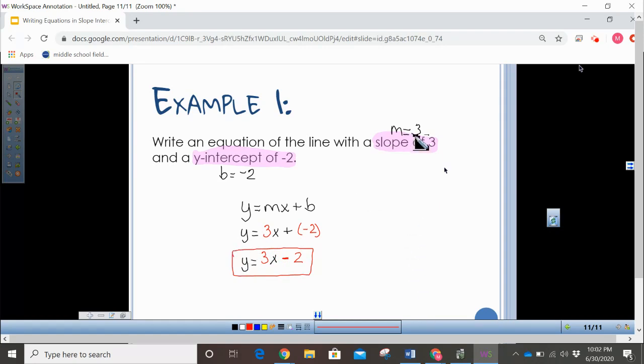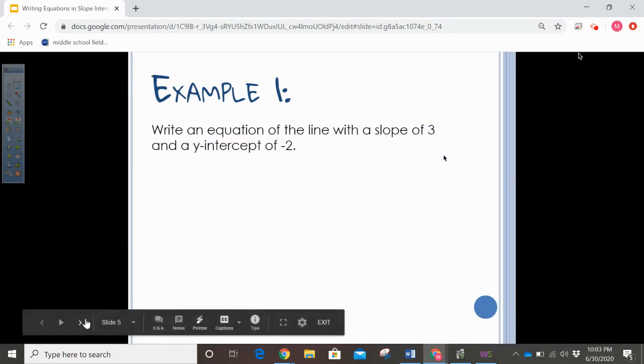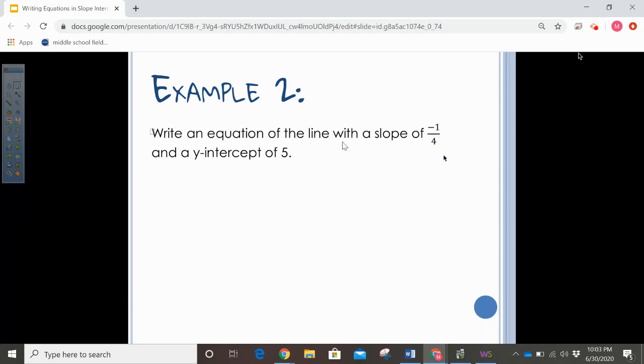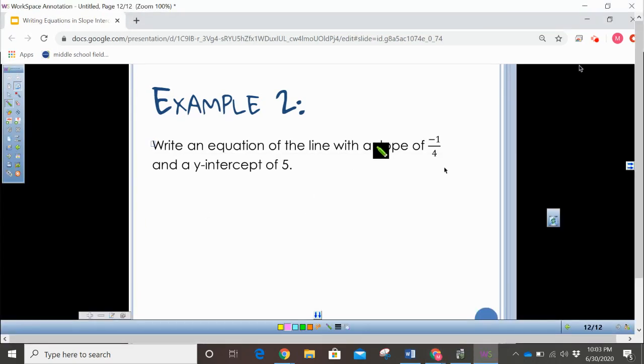So we would substitute in the 3 for the m and the -2 for the y-intercept. And our equation would be y equals 3x minus 2. Our next example says write an equation of a line with a slope of -1/4 and a y-intercept of 5. Once again, I'm going to highlight my keys. So my slope of -1/4, my y-intercept of 5.